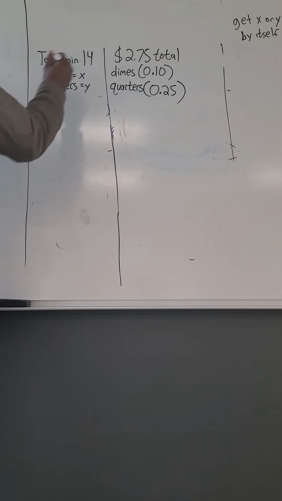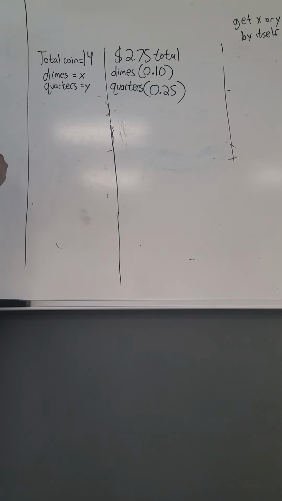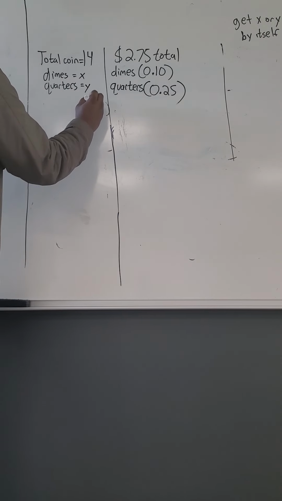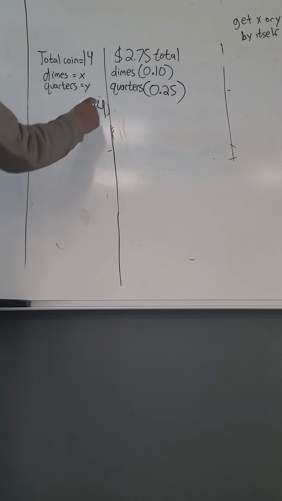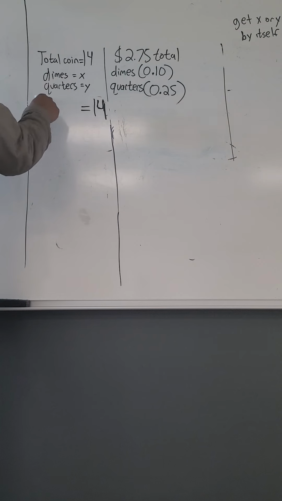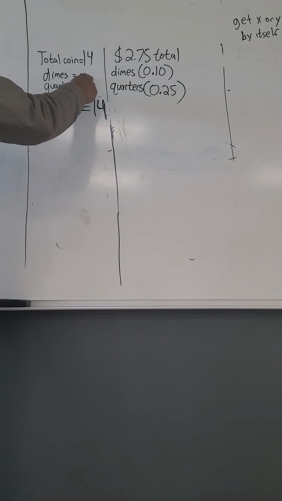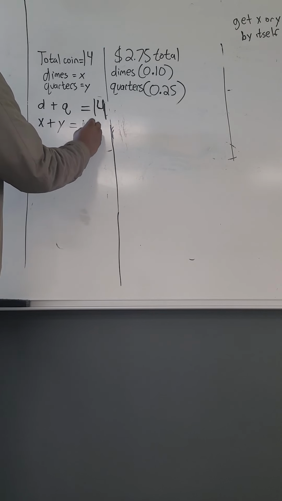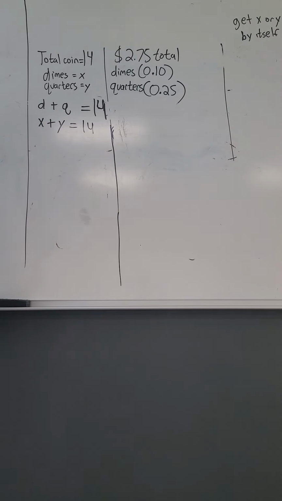First things first, once they give you the totals, those are going to be what equals something. So since it said total coins equals 14, I'm going to go ahead and put total there, which is 14. Dimes plus quarters, so the D from dimes plus Q from quarters equals 14. Then you can sub in your X and Y's, as long as you know what is what. X plus Y equals 14. That's your first equation there.